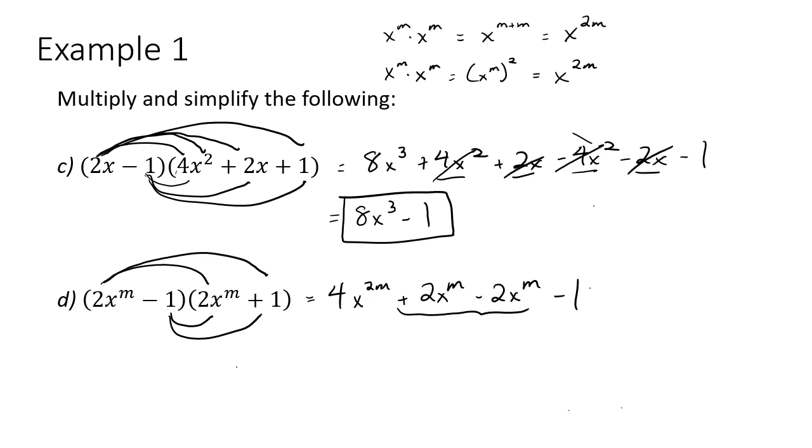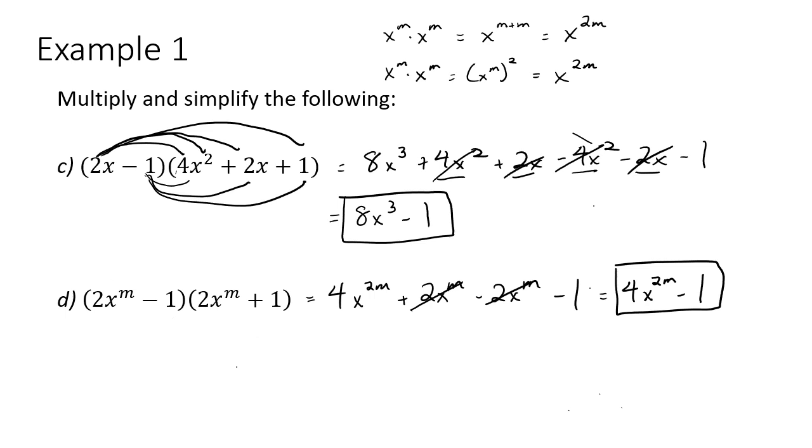Note that the two terms here in the middle, 2x to the m and minus 2x to the m, cancel each other out. They're the same but opposite, one positive, one negative. And so what we end up with in this case is 4x to the 2m minus 1. Now the two terms in the middle here canceling out was not a coincidence. It turns out anytime you multiply what are called conjugates together, conjugates are when you have the same two terms, 2x to the m and 1 in this case, but the sign in the middle is opposite, then it will always line up so that those two middle terms cancel.